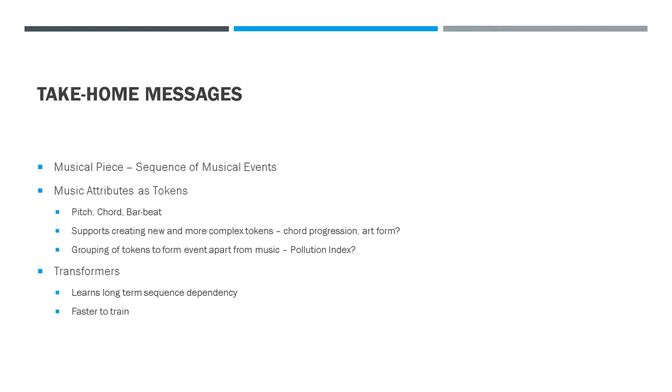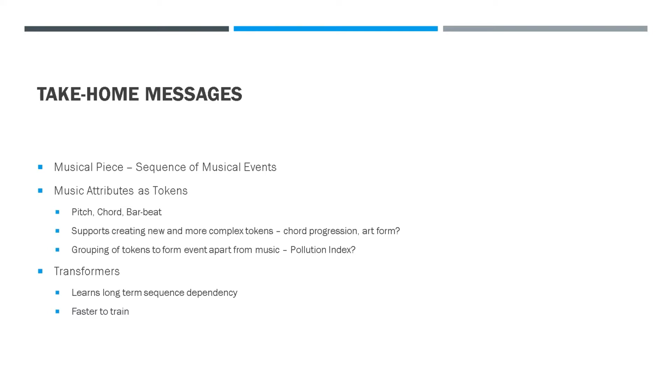Let's see what the take-home messages are. First, to solve the music generation challenge, we treat a musical piece as a sequence of musical events. Then we treat different musical attributes as tokens. These tokens can be pitch, chord, and bar beats, which our transformer will learn. We can also define any new or more complex tokens, like chord progression or art form, for our transformer so that it learns easily. Then the idea of grouping tokens to represent an event can be used for something apart from music, like a pollution index.